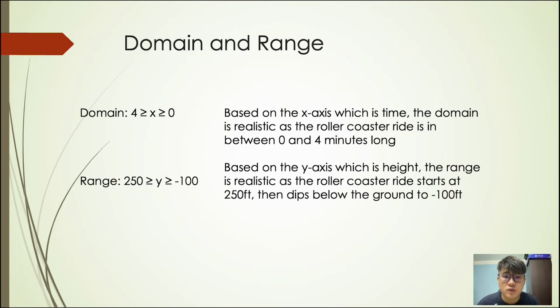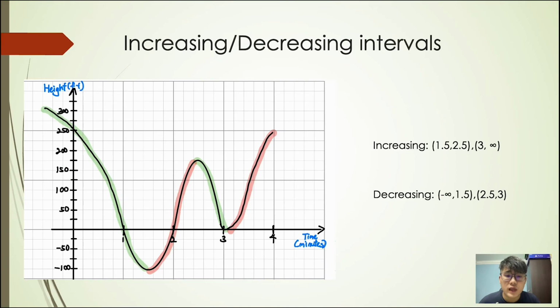Based on the x-axis, which is time, the domain is realistic as the roller coaster ride is between 0 and 4 minutes long, while based on the y-axis, which is height, the range is realistic as the roller coaster ride starts at 250 feet, then dips below the ground to negative 100 feet. Then, Mr. Chong writes down the increasing and decreasing intervals. The increasing intervals are shown by the red highlight, while the decreasing intervals are shown by the green highlight.